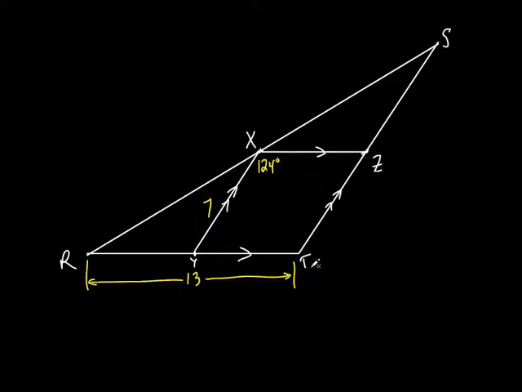Now, here's what they're going to ask you to do. They're asking to find three things on this particular problem. The first thing, they want you to find the measure of XZ. All right. The second thing they want to find is ST. And then the third thing is an angle. It's angle RYX. RYX. All right.